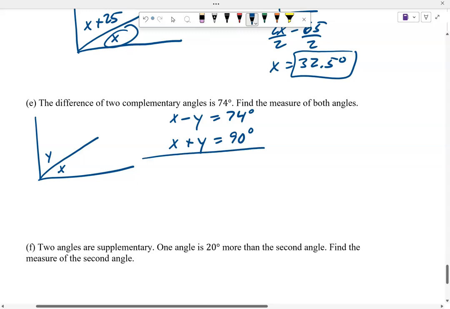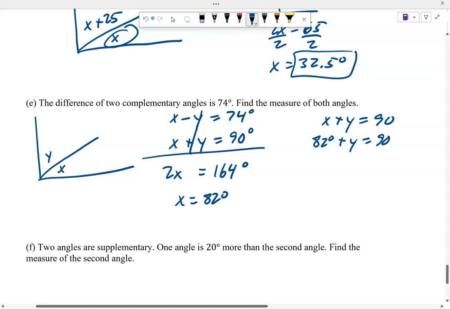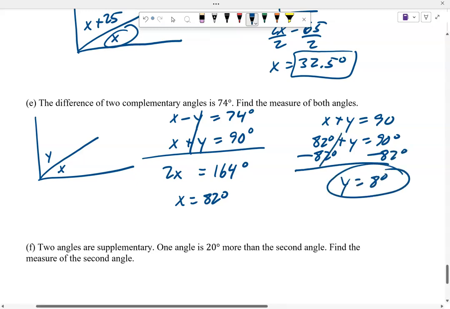Well, we could use elimination to do this. So x plus x is 2x, negative y plus y. I need one of those angles to cancel. And so I got 164 degrees divided by 2, and I've got 82 degrees. So that'll be my larger angle, because remember x plus y equals 90. They both add up to 90 degrees. So if the larger one's 82, then the smaller one would be 8. So smaller one, larger one.